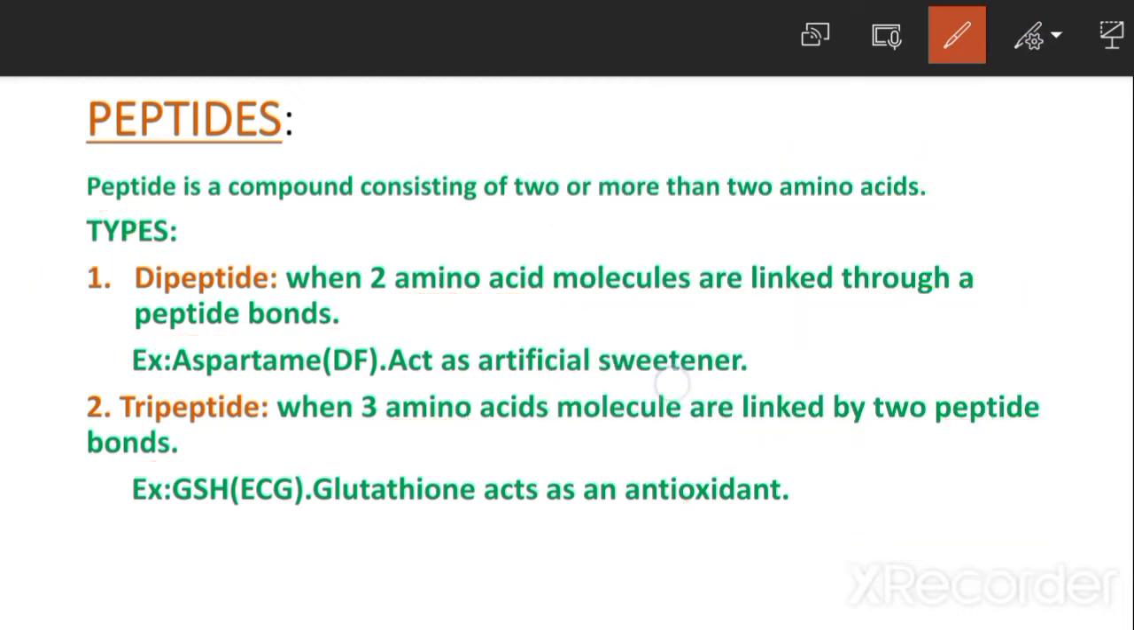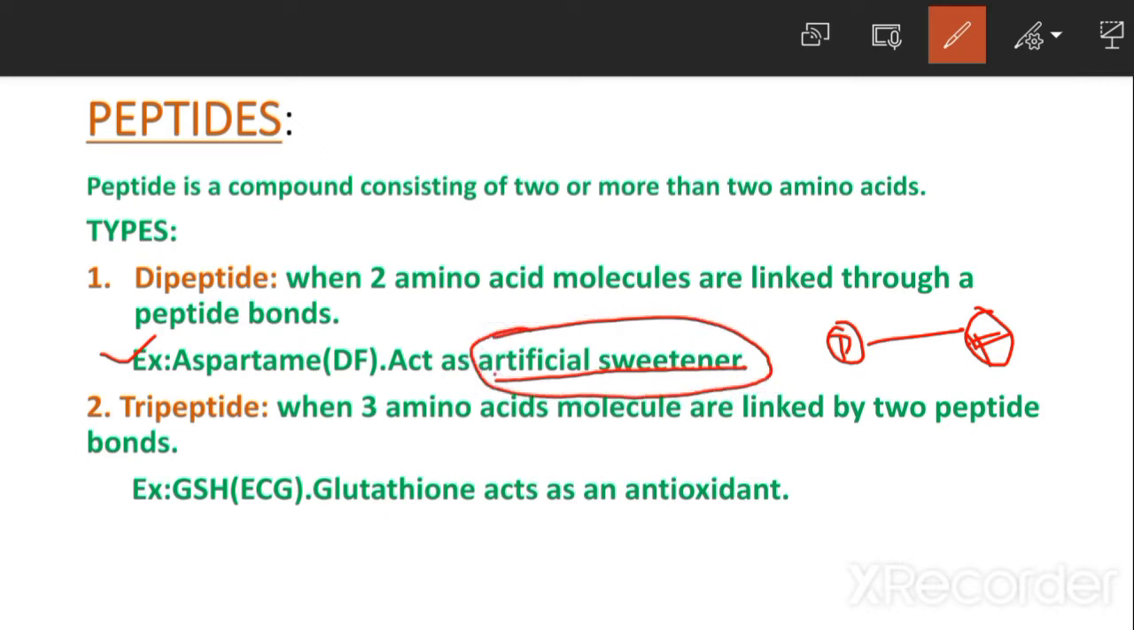Example of a dipeptide: aspartame. Two amino acids, aspartic acid and phenylalanine, D and F, make aspartame, and it acts as an artificial sweetener. It is 200 times sweeter than sugar.